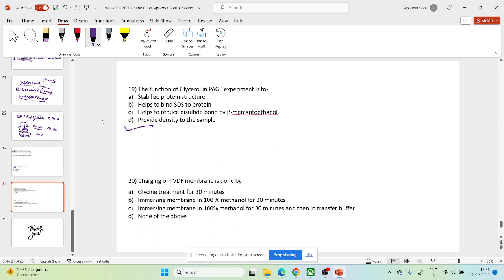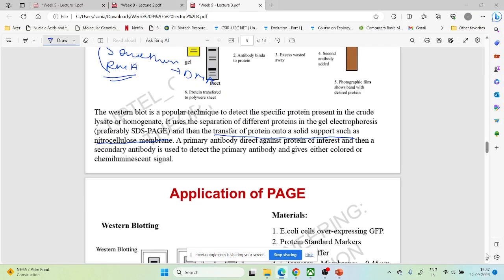Okay. Last question. Charging of PVDF membrane is done by glycine treatment, or immersing the membrane in 100% methanol for 30 minutes, or immersing in methanol and then in transfer buffer, or none of the above. Option C. So PVDF membrane charging happens by immersing the membrane in 100% methanol for 30 minutes and then in transfer buffer.